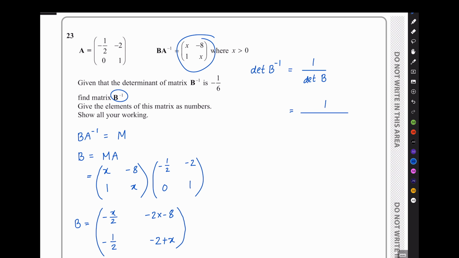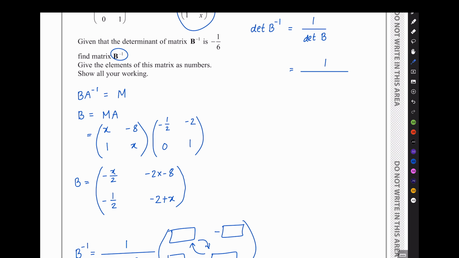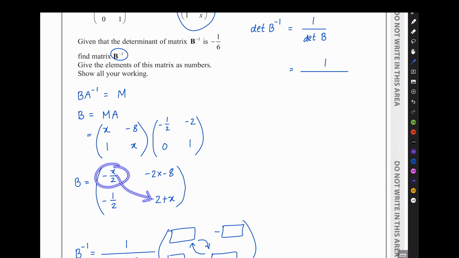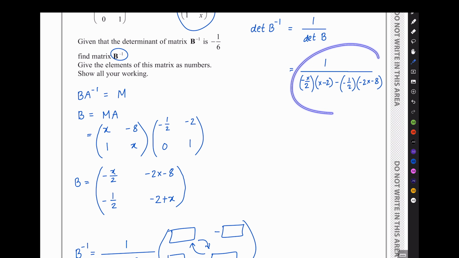So 1 over the determinant of B. What's the determinant of B? I can find it using this one, right? So A multiplied by D minus B multiplied by C. This multiplied by this minus this multiplied by this. I'm going to write it right here, hoping this is the least complicated way. So this multiplied by x minus 2, minus 1 over 2 minus 2x minus 8. This entire thing is equal to negative 1 over 6.